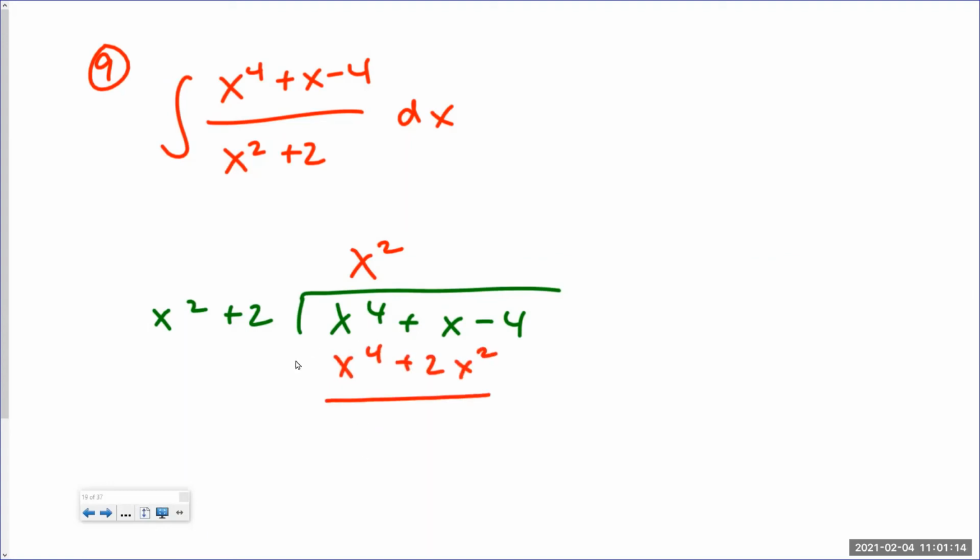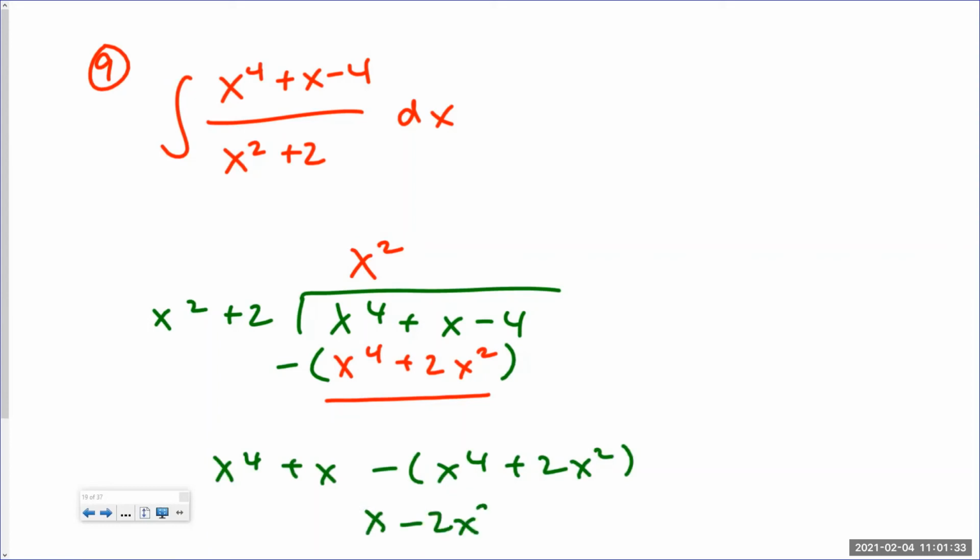So let me put a subtraction sign. Now be careful, you have to subtract the whole thing. Okay, so let me write it horizontally because it's super hard to understand vertically. But horizontally, it's x to the 4th plus x minus this quantity x to the 4th plus 2x squared. And I think I get x minus 2x squared. Did you guys get x minus 2x squared? Okay, here's the thing though. I don't want to put x minus 2x squared because the big term goes first. Does that make sense? So I'm going to put minus 2x squared plus x.